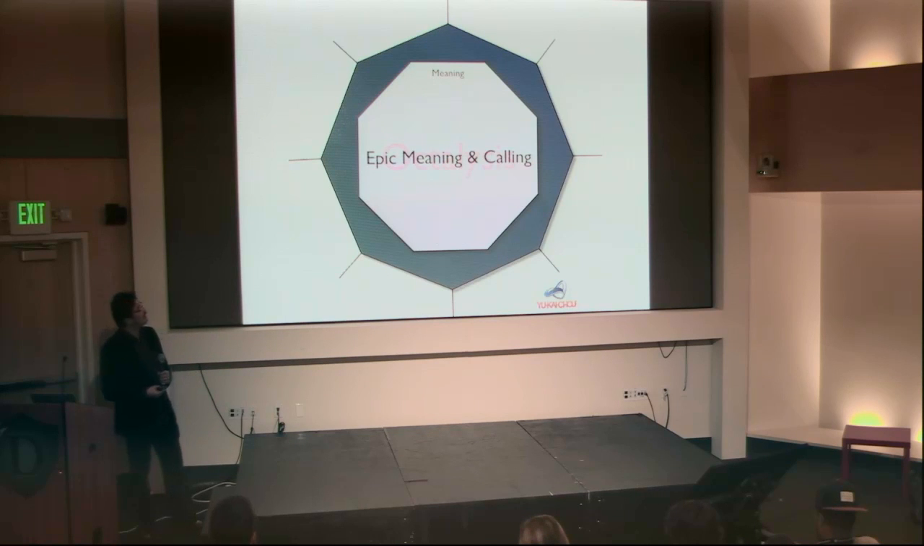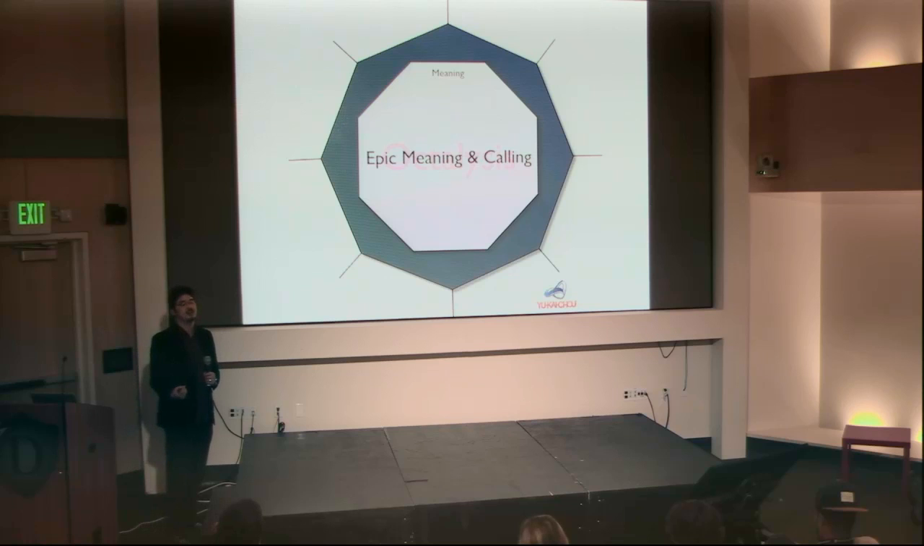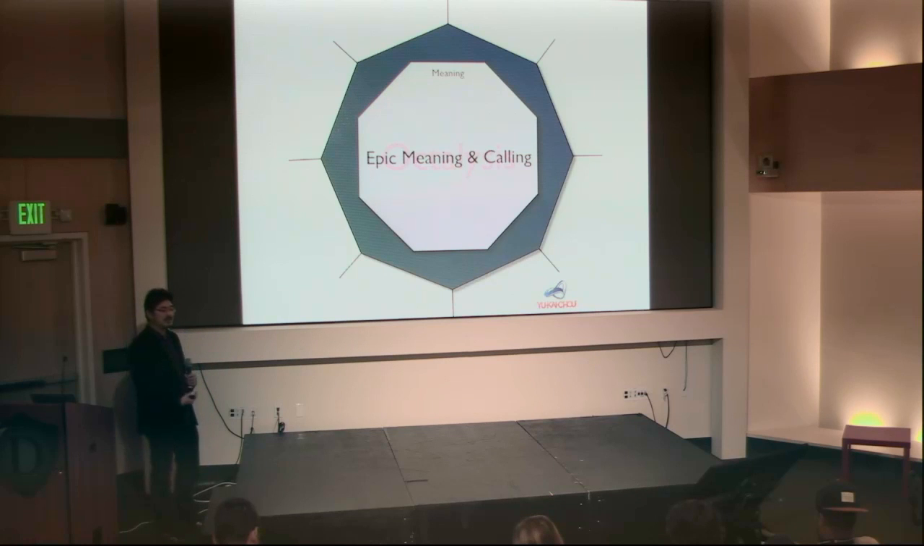The first core drive is epic meaning and calling. This is a drive that says we're motivated because we feel like we're part of something bigger than ourselves. And I believe that this is why people contribute to things like Wikipedia. We all know that people don't make money when they contribute to Wikipedia, but they don't even update their resumes, right? They don't increase their status. People contribute to Wikipedia because they feel like they're protecting humanity's knowledge, something bigger than themselves.